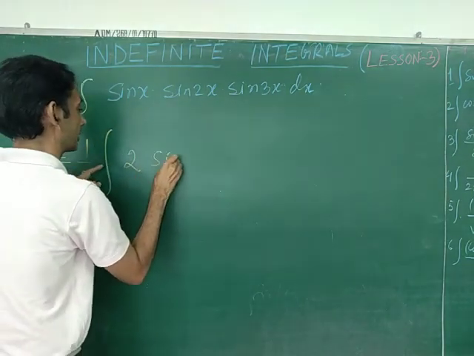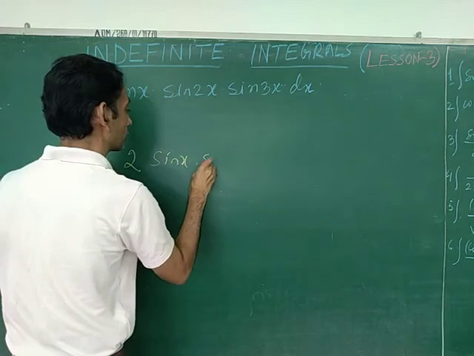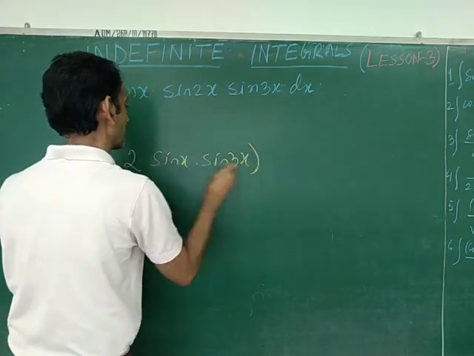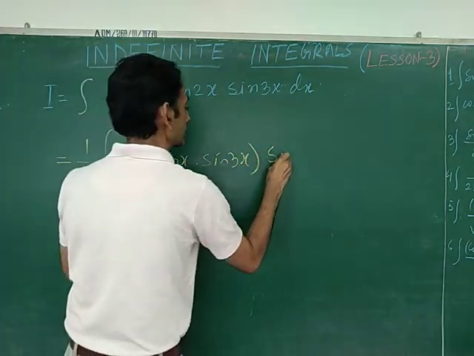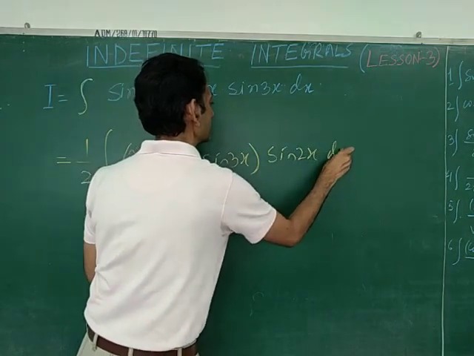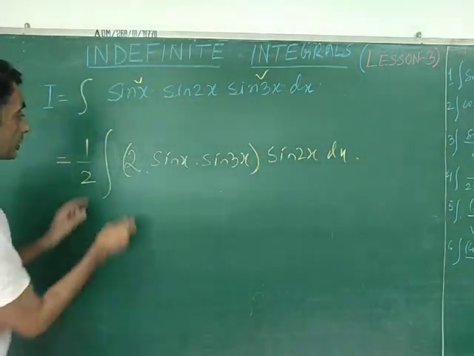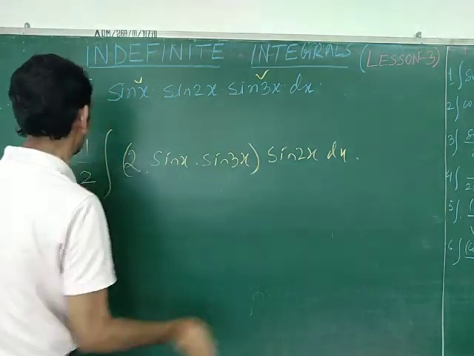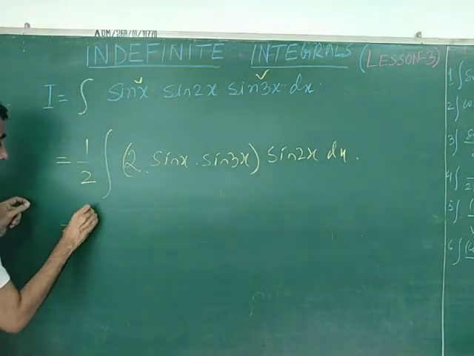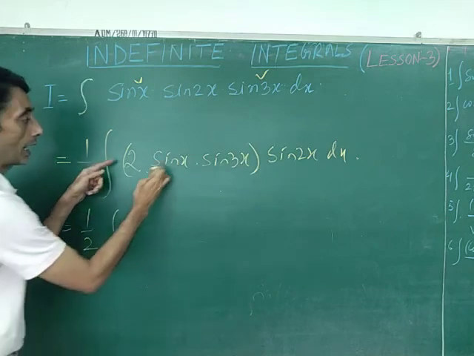That is 2 sin x and sin 3x, and this sin 2x dx. We're just combining sin x and sin 3x together, so we're going to use the 2 sin a sin b formula. And I hope you remember this: 2 sin a sin b.